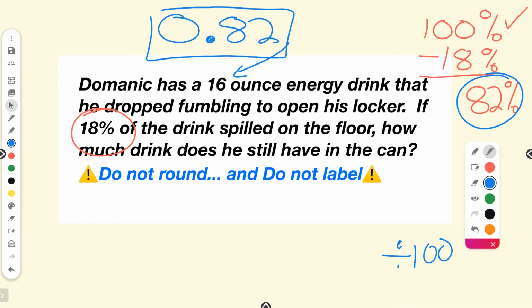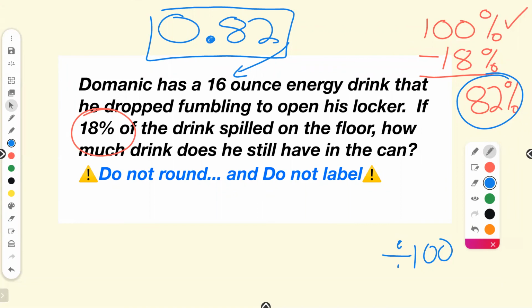So if you're losing something, it's going to make sense. If I'm losing liquid from my can and there were 16 ounces in the can to start with, there better be less than 16 ounces when I'm finished. It wouldn't make sense to say Dominic dropped his can, lost 18% of his beverage, picked it up, and now there's 20 ounces in the can. Okay. It doesn't make any sense.